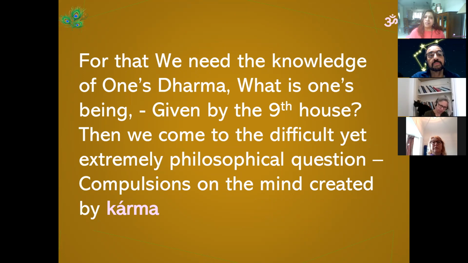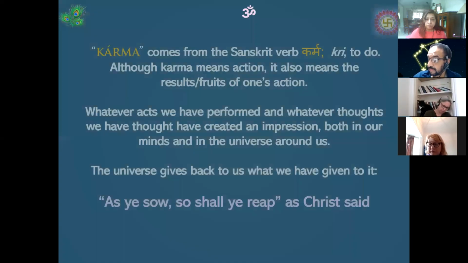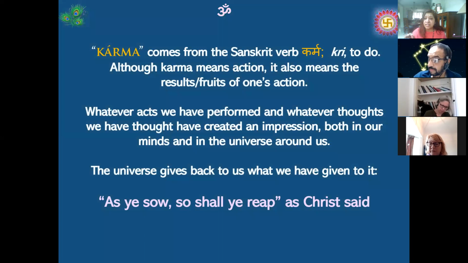So what exactly in Sanskrit do we mean by the word karma? Everyone knows about karma. Oh, bad karma, this karma, that karma. But in Jyotish, we have a very, very clear guideline of karma. And here the word karma comes from the Sanskrit root kri, to do, which means action, which means the results and fruits of one's actions ensue as well. So whatever acts we do, whatever thoughts we have thought of, have created an impression, like an imprint on the mind.